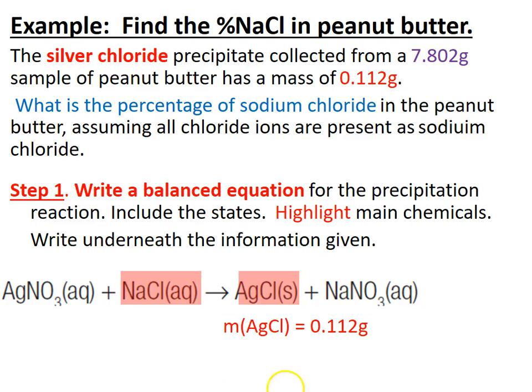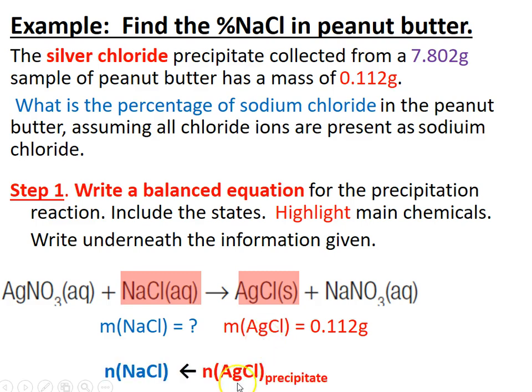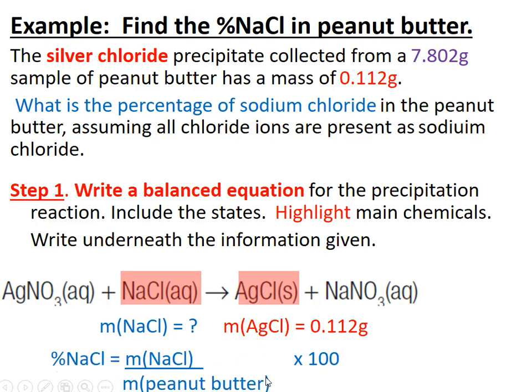Alright, so the mass of silver chloride, the mass of the precipitate, is that, and the mass of the peanut butter is the other one. So we're going to use this mass to work out the number of moles, and then we're going to use the number of moles of that to work out the number of moles of this, and then we'll work out the mass, and then we work out the percentage. Alright, so the first step, find the number of moles.